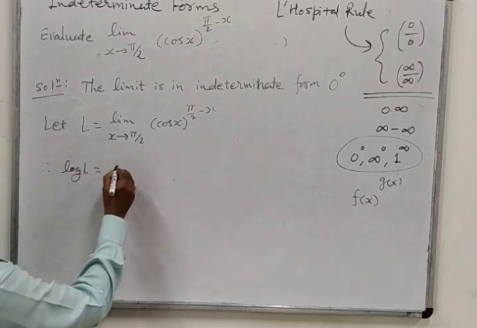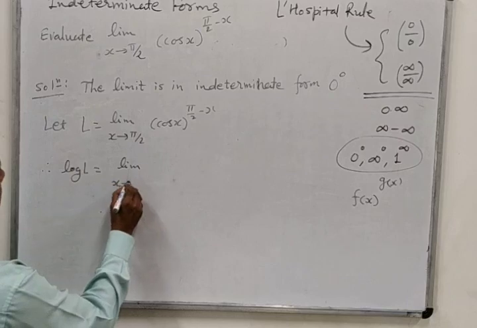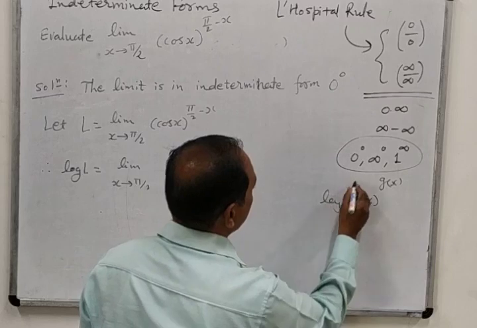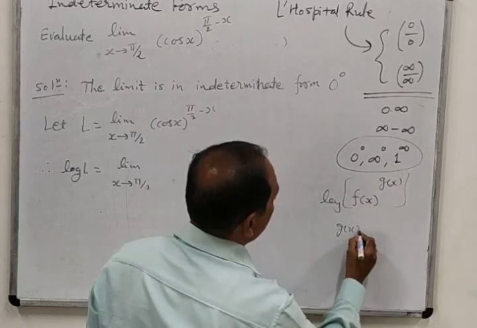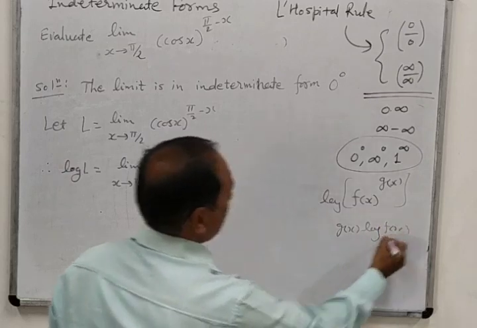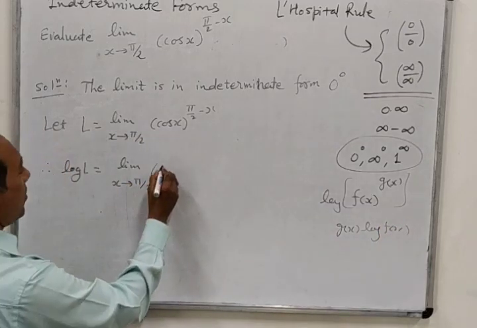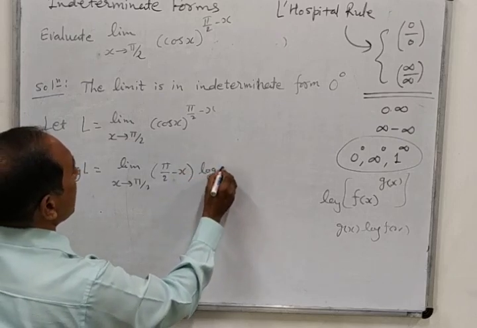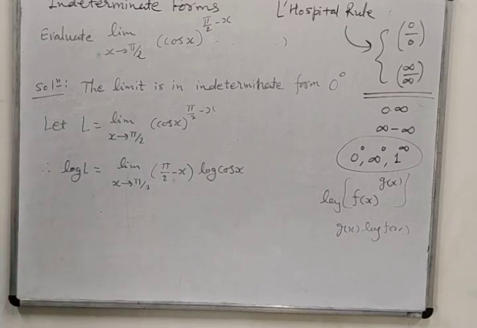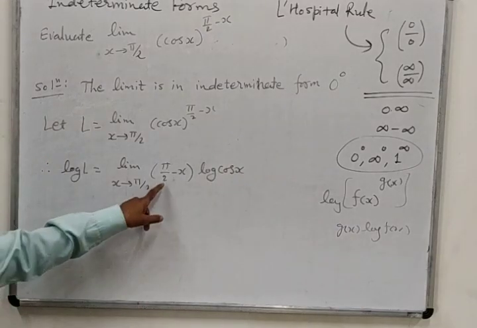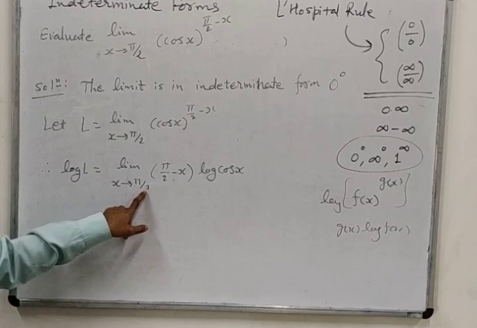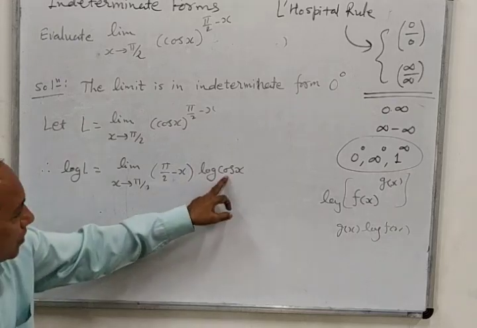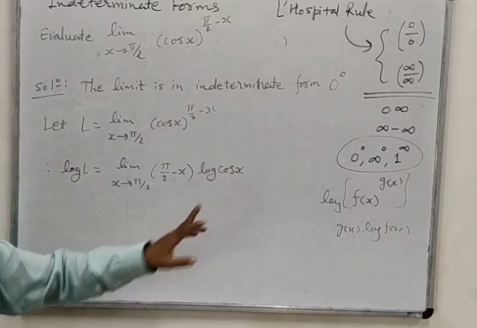So log of L equals limit x tends to pi by 2. If we take log, then you must know that g of x will come outside, and we can write log of f of x. So here pi by 2 minus x will come down, and here it will become log of cos x. Now we will check this form. Here x tends to pi by 2, so we put x equal to pi by 2. Pi by 2 minus pi by 2 is 0, and cos pi by 2 is 0, so log 0.